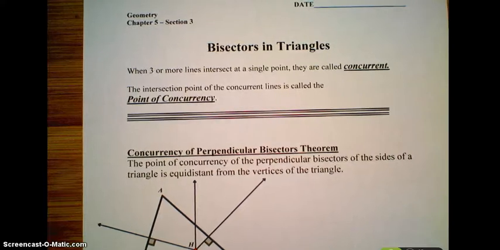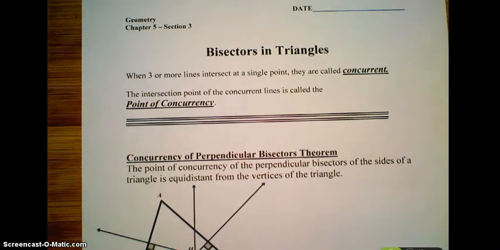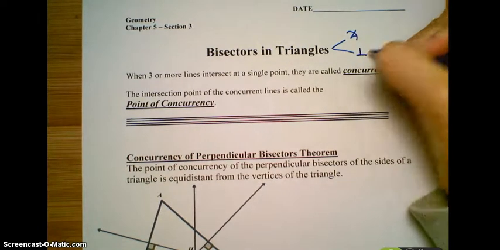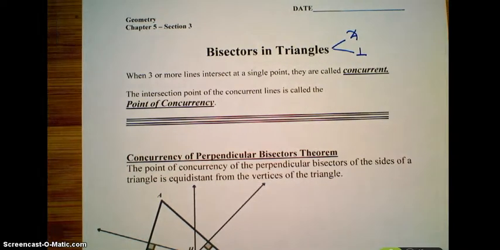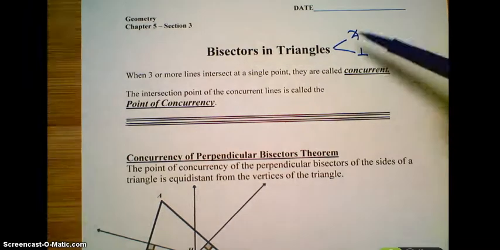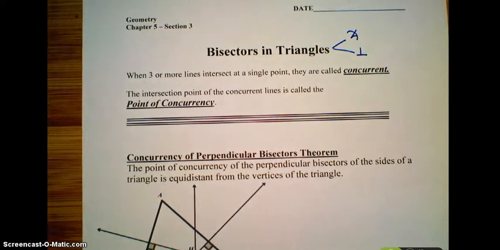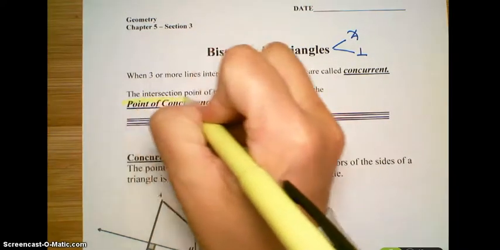Hi, this is Chapter 5, Section 3, and we're looking at bisectors and triangles, and that's going to be angle bisectors and perpendicular bisectors. So, if three or more lines intersect at a single point, they are called concurrent, and the intersection point of those concurrent lines is called the point of concurrency.